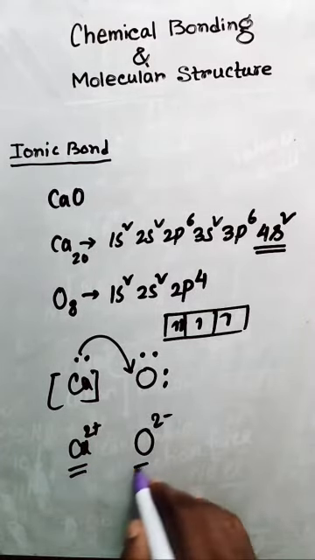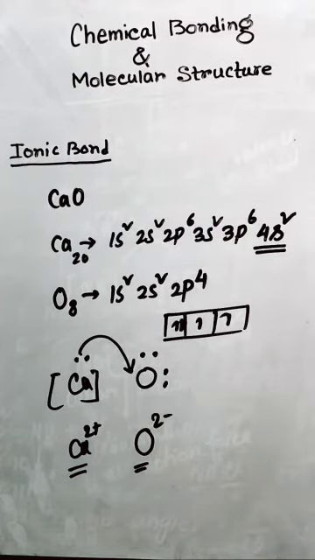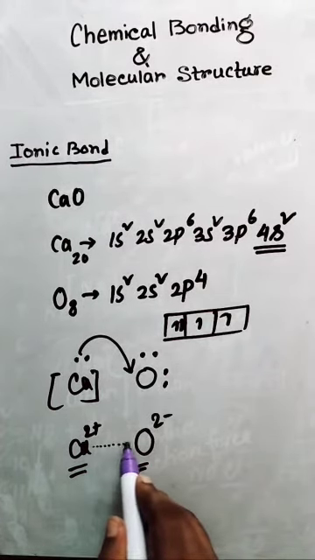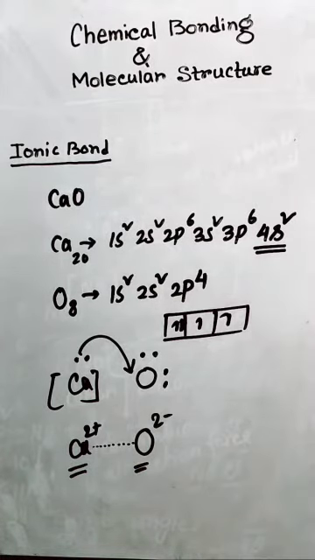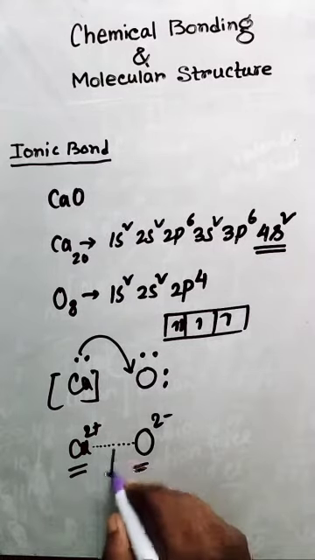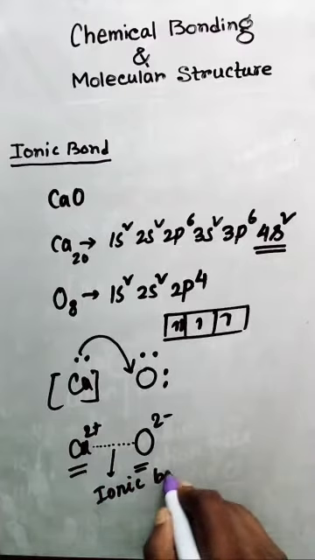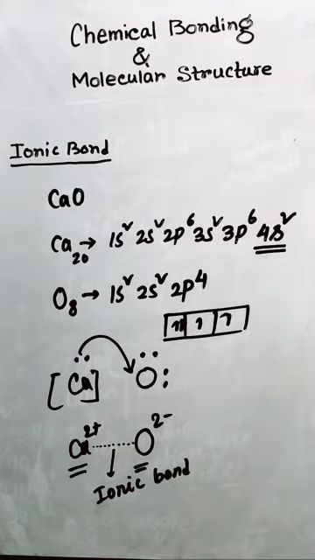Calcium is a cation and oxygen is an anion. In between calcium 2 plus and oxygen 2 minus, there is an attractive force, that is Coulombic attraction force, and this attraction force is known as ionic bond. And this calcium oxide is known as an ionic compound because an ionic bond is present between calcium 2 plus and oxygen 2 minus. So this is ionic bond. Simply we can say ionic bond means just attraction between cation and anion.